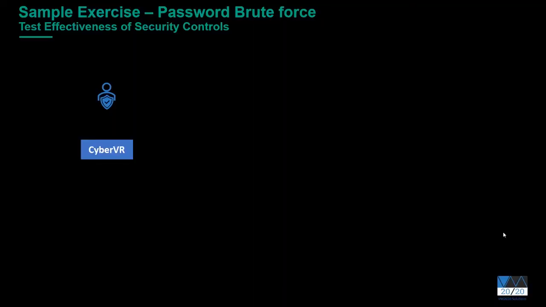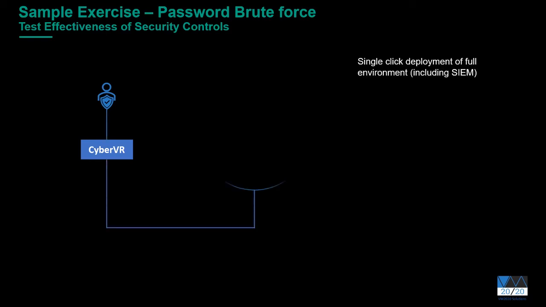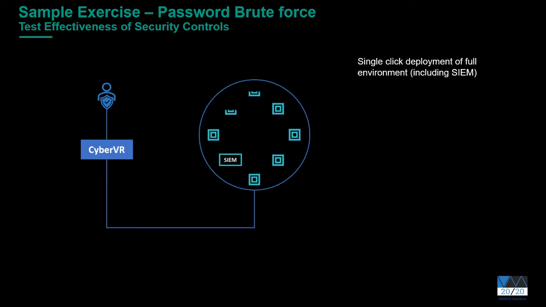Another common use case is testing the effectiveness of security controls. Security teams today are tasked with detecting malicious behavior within their networks, but struggle to audit the effectiveness of their detection tools since that requires them to attack their production applications, which operations teams strictly forbid. With CyberVR, the security teams can provision a full sandbox of the production environment, including the detection tools like SIEMs, without having to interface with VMware, storage, or networking gear.